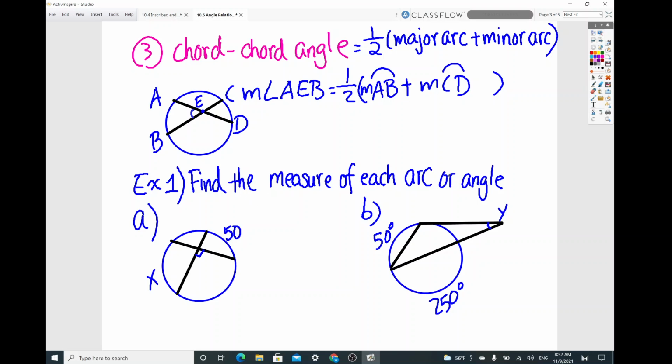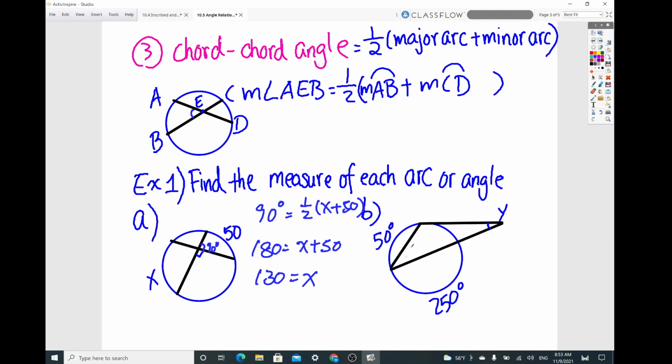Find the measure of each arc or angle. This one is 50, this one is X. We do know that those 2 chords are perpendicular, so all those angles have to be 90 degrees. Using formula number 3, the internal angle, which is 90 degrees, is 1/2 times the measure of the major arc, which we don't know, plus the minor arc. To get rid of that 1/2, we multiply by 2, so 180 equals X plus 50. Subtract 50 from both sides, so we have 130. So the measure of the major arc is 130 degrees.